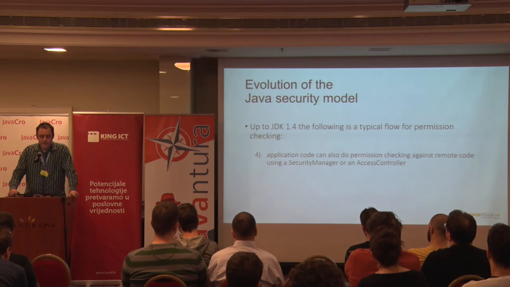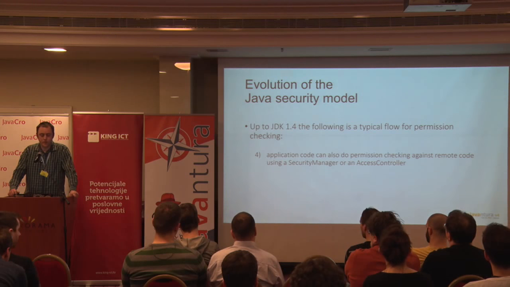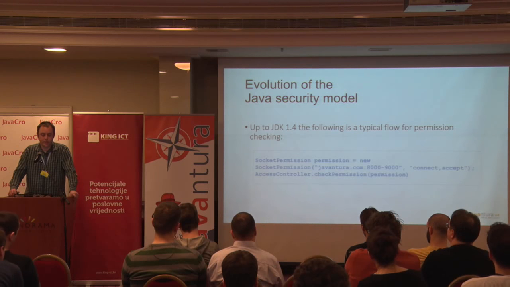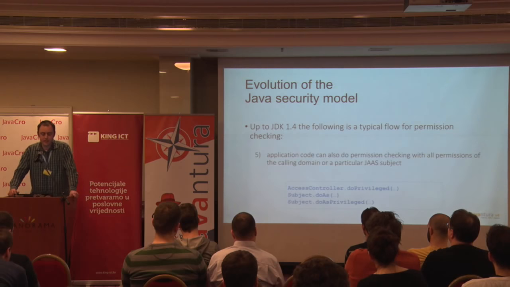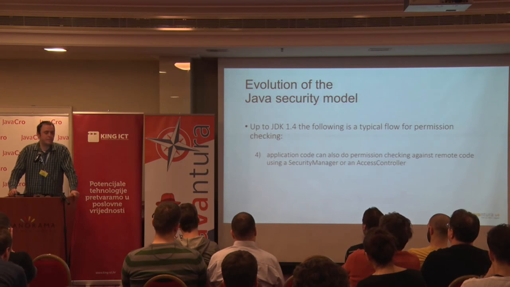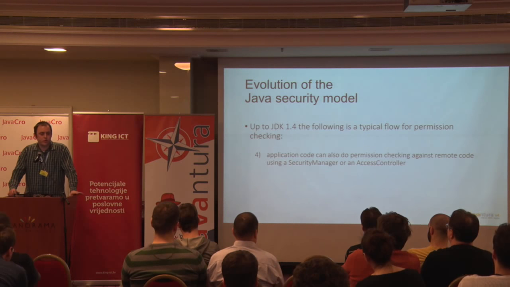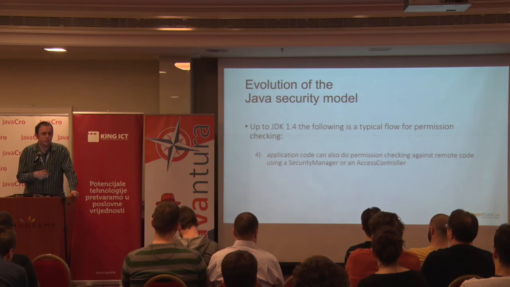The fourth step is essentially that the application code can also do permission checking using a security manager or an access controller. And this is typically the case with application servers. For example, when you load a WAR file in your application server, the application server can do permission checking pretty much similar to what the JVM does.